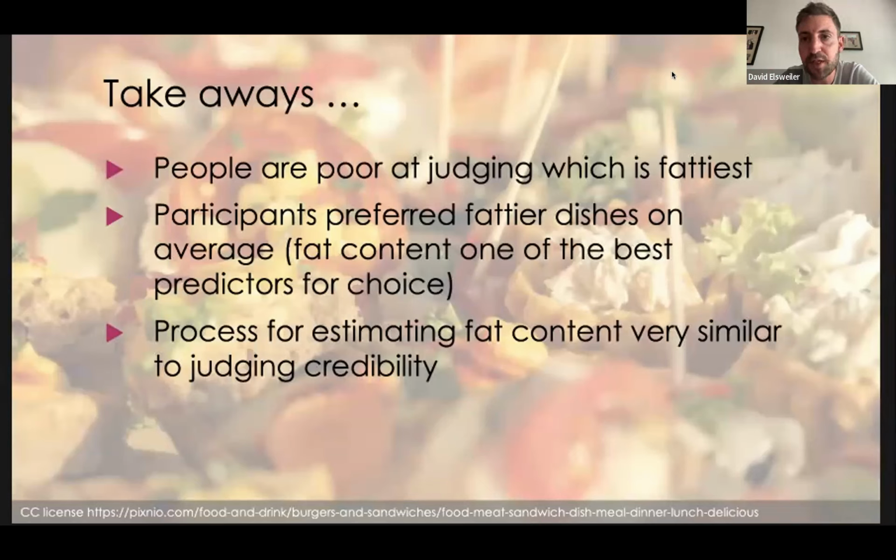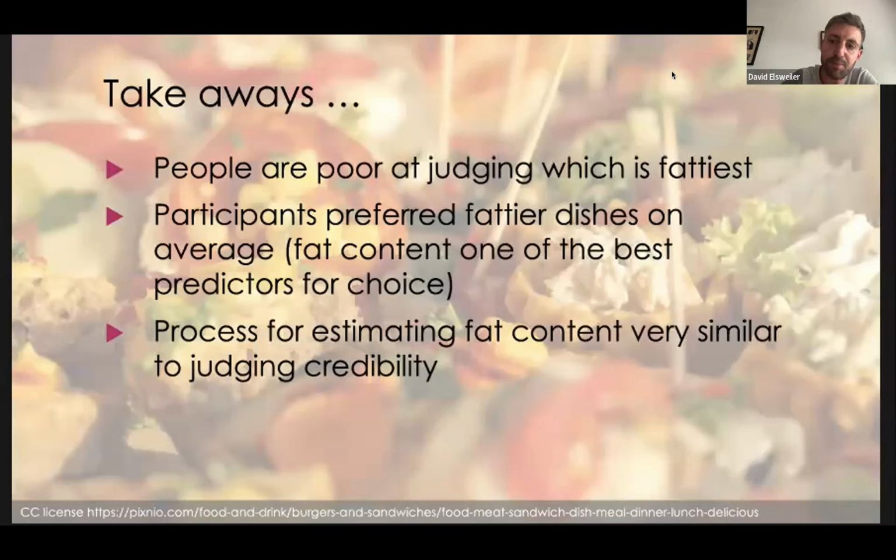So it turns out that people are really poor at judging which recipe contains the most fat. So they're not significantly better than random. However, if you ask people which one they find most appealing, it turns out that they pick out the fattiest one on average. So this time significantly better than random.